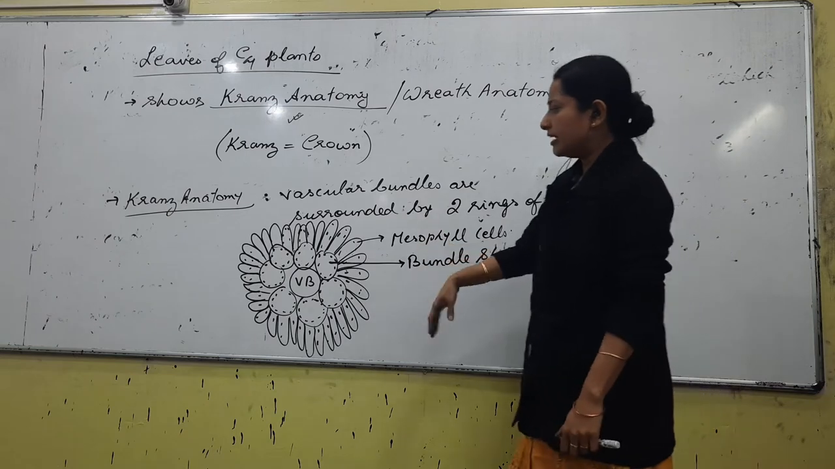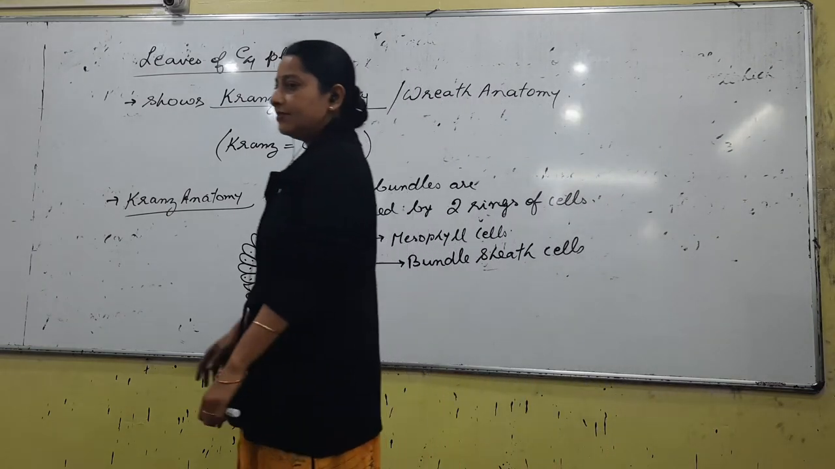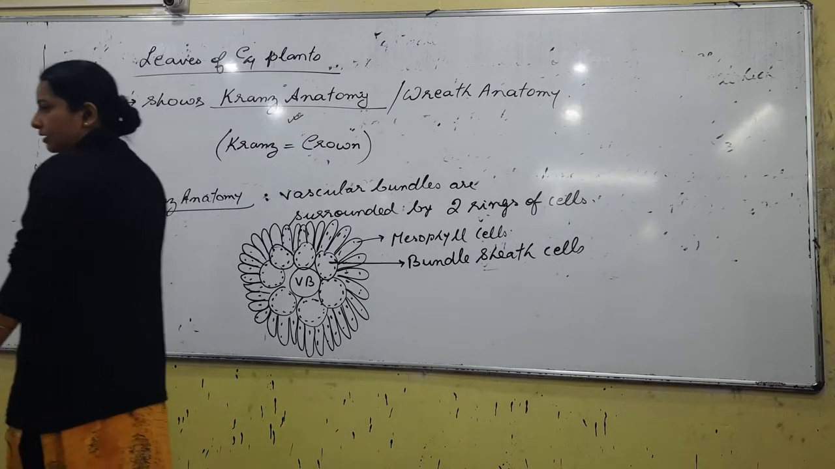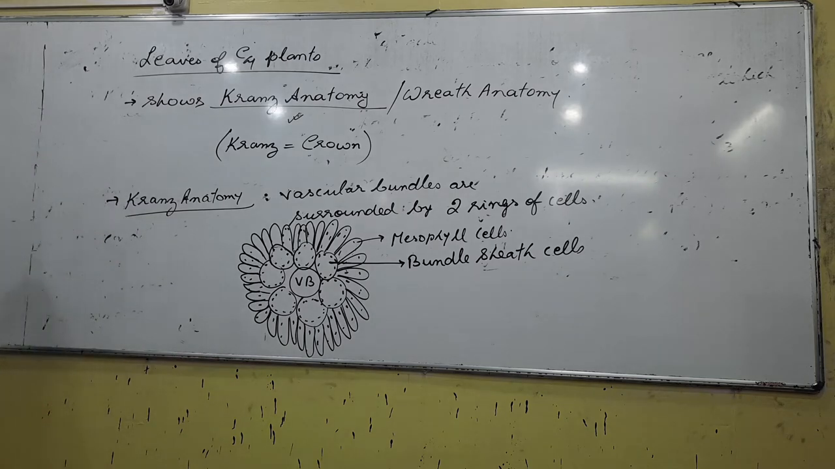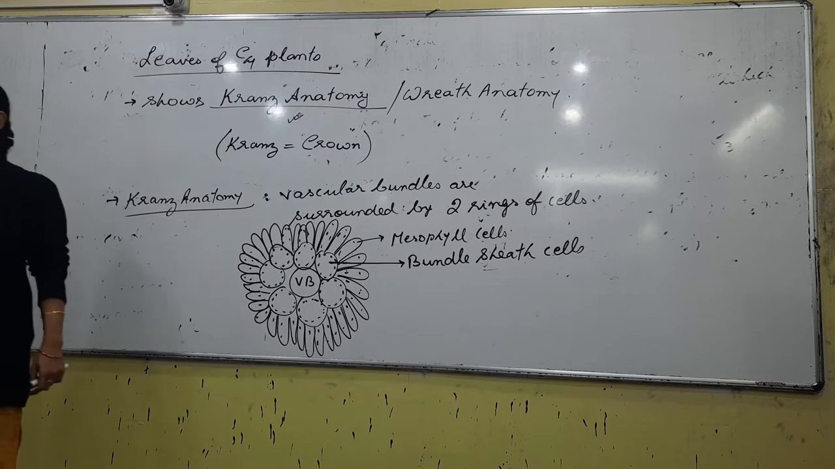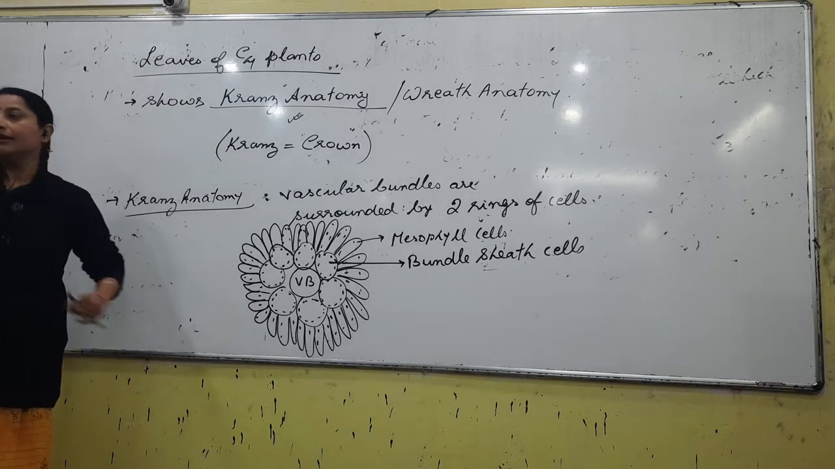You do not have to count, it is just the ring of cells, right? Nothing else. You do not have to count up or down, it is just rings of cells. Vascular bundle surrounded by two rings of cells, one ring, mesophyll cell.